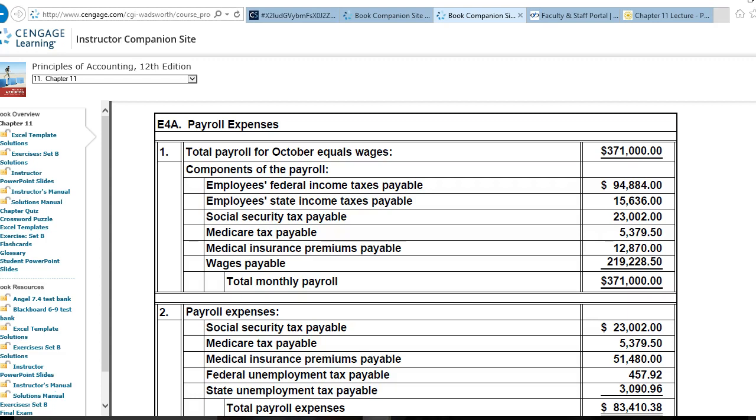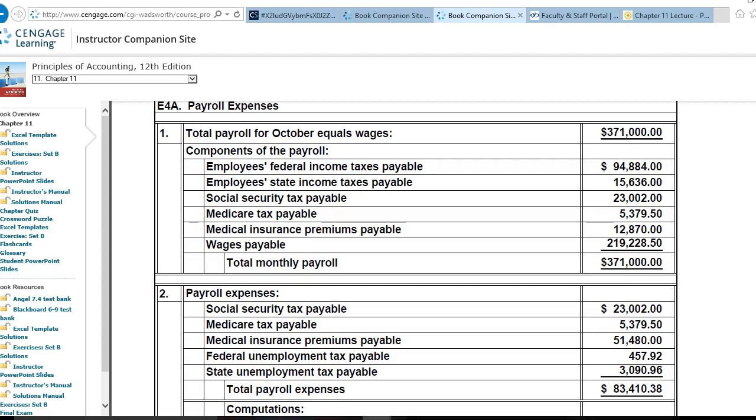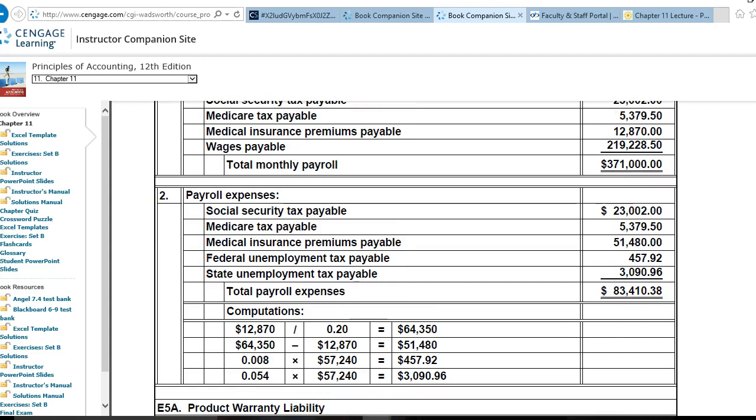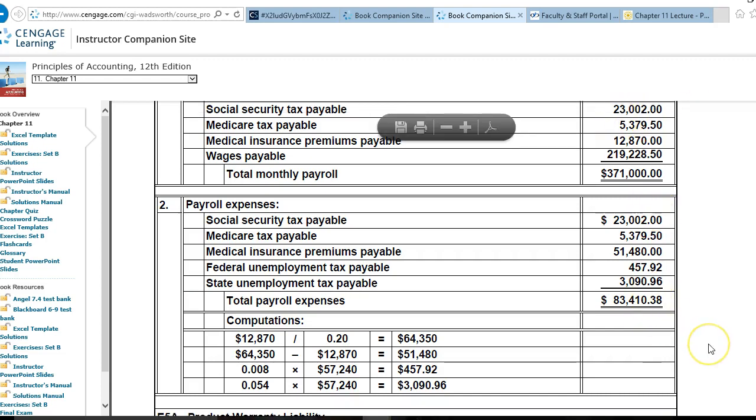Second part's a little trickier. We need to determine what the employer needs to pay. Now we know the employer needs to pay the same amount as Social Security taxes that were withheld from the employee's paycheck of $23,002. We know they also need to pay the same amount in Medicare, $53.79. We know that the federal unemployment is 0.8% of $57,240 in wages, so we can calculate that by 0.008 times $57,240, or $457.92 is payable to federal unemployment.